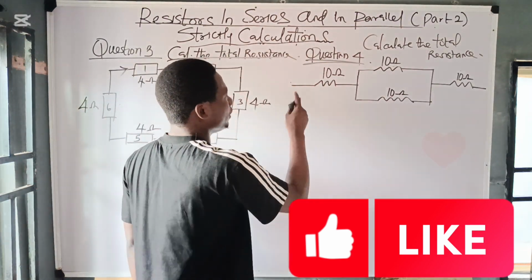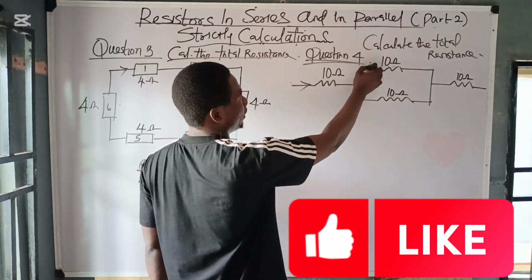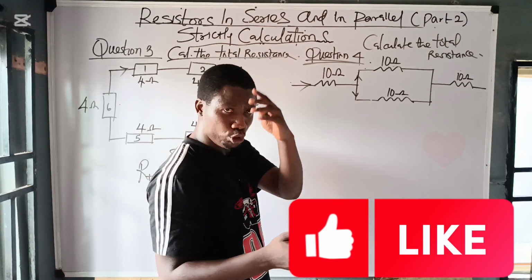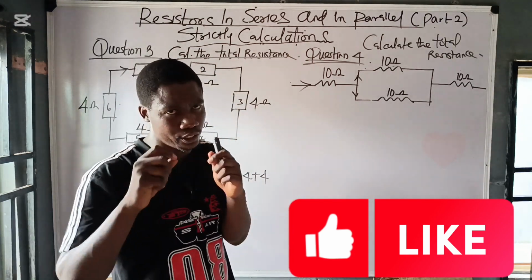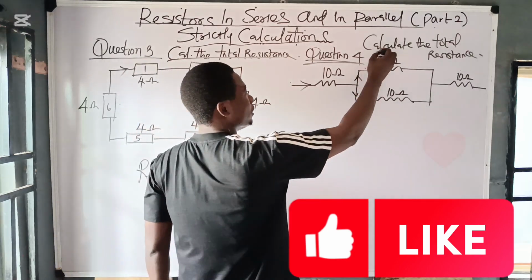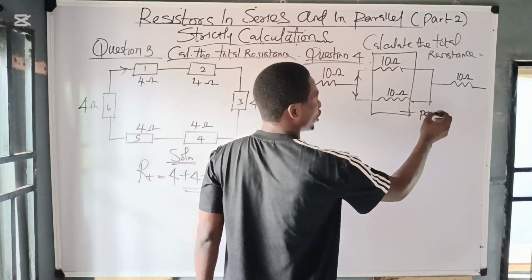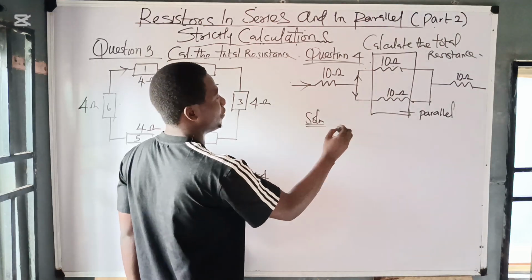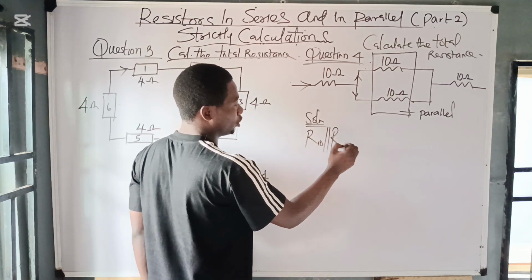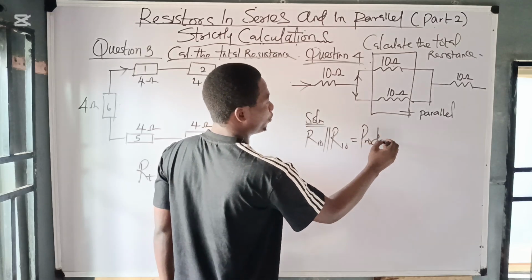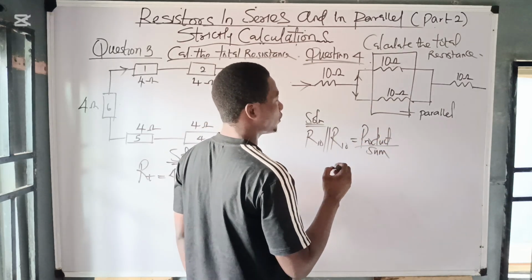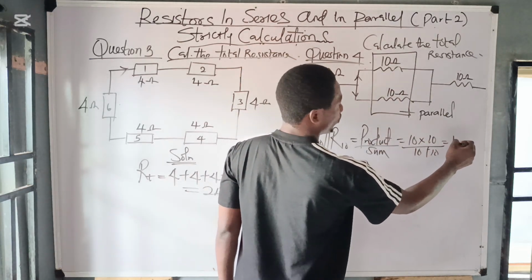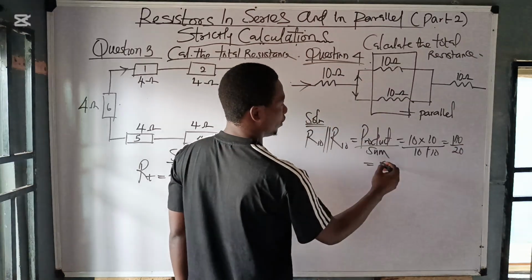Watch this carefully. If the current comes from here and gets to this place, there will be a division. And if you observe this and this, they are connected side by side. I told you before that when resistors are connected end to end, they are in series, but side by side is parallel. That means these two are in parallel. Make sure you always combine the parallel first, so that it will be easy for you to solve the series. So for this, we have R10 parallel to the other R10, for which we do product over sum. Product is 10 times 10, the sum is 10 plus 10, so we have 100 over 20, and that will give us 5 ohms.